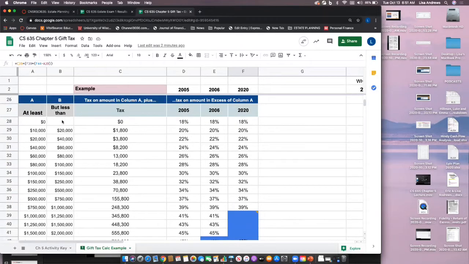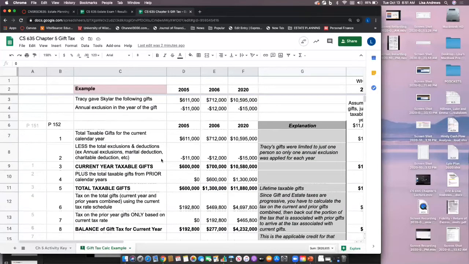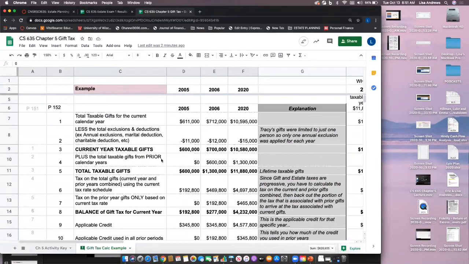But that's the other key of the gift tax, which we'll talk about, is just notice the progressive nature. The more you give in any one year or in cumulative years, the more you'll pay in tax. And that's why we do this awful calculation.